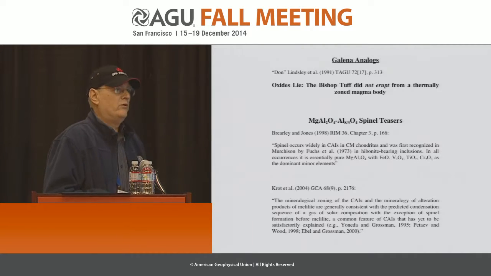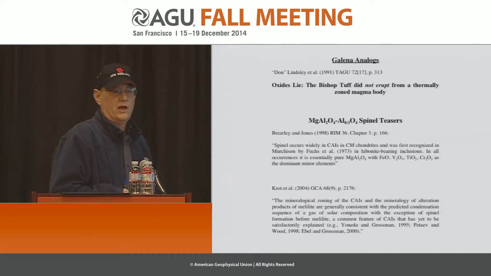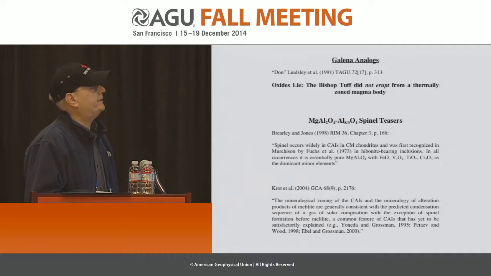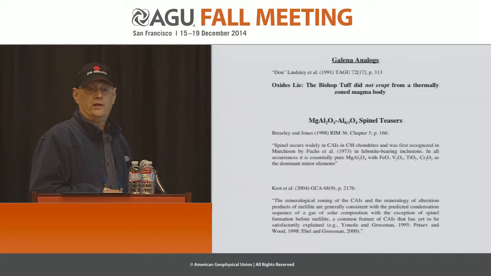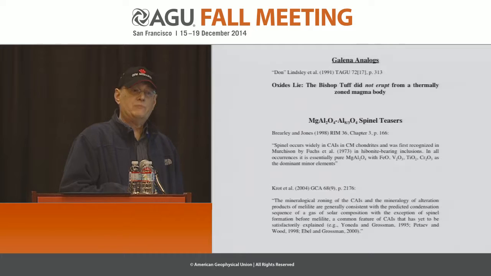And what happened to it? Well, there are all these great aluminous phases around that would gobble it up during cooling. Things like grossite, hibonite, melilite, all of these things could gobble it up, and they'd be eager to do so.